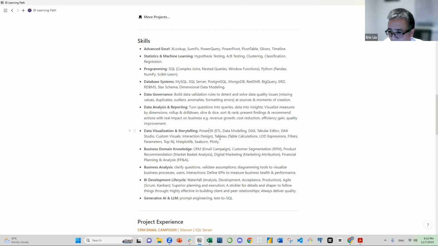Power BI, Tableau. And once again, we put Power BI before Tableau, simply because Microsoft is bigger, or Power BI is more popular. It is more popular right now. And once again, we don't just put Power BI and Tableau. Too weak. You just have to give people a few specific things just to show you are a more advanced user of Power BI. For instance, ETL, data modeling, DAX.